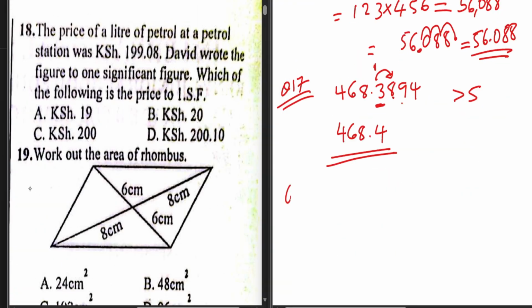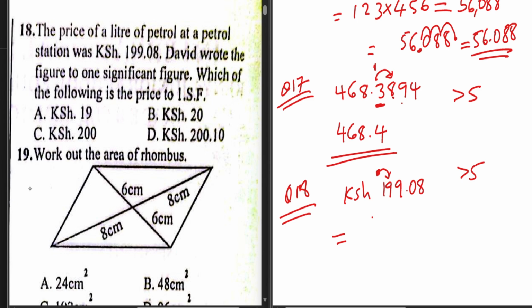Now, question 18. The price of a liter of petrol at a petrol station was 199.08 shillings. David wrote the figure to one significant figure. Each of the following is the price to one significant figure. So this one has been written to one significant figure. So for one significant figure utaanza kuhesabu kutoka mwanzo hapo, which is 1. So one significant figure ni 1 hapo. So mbele ya 1 kuna 9, is greater than 5, then add 1 to the 1.